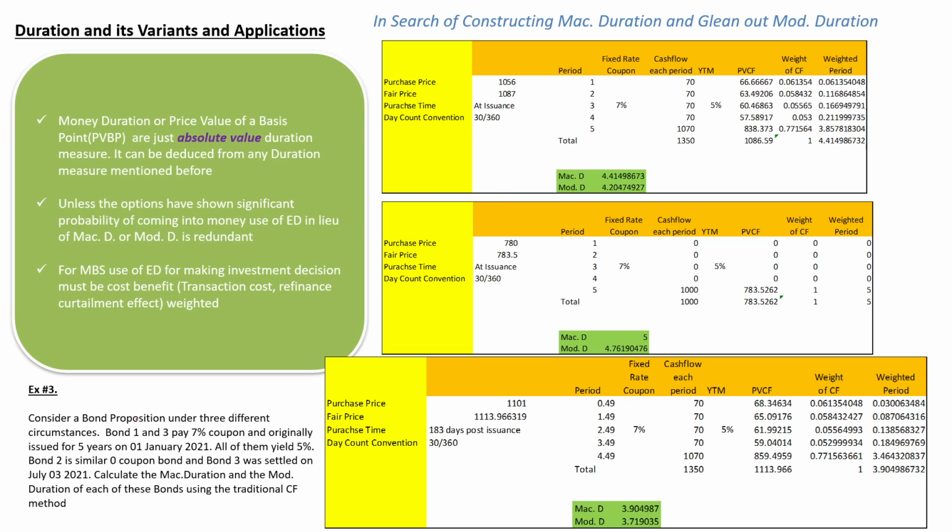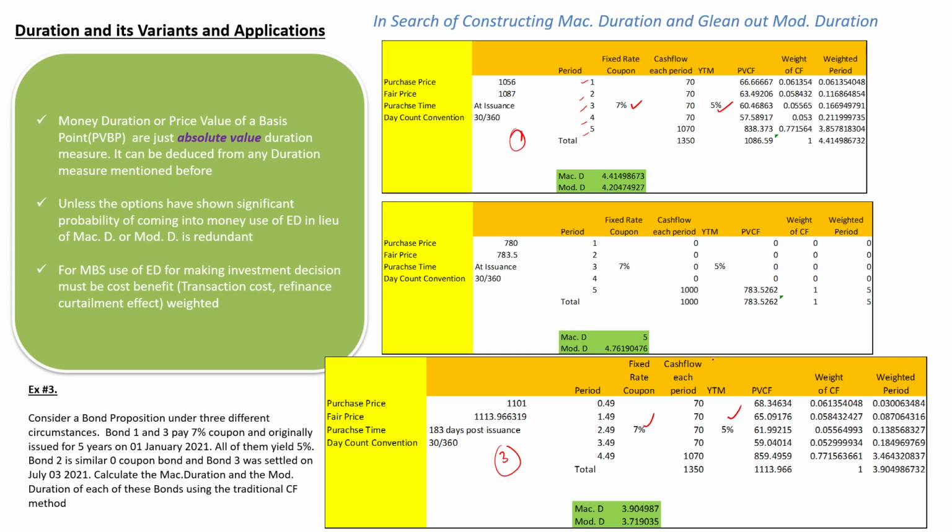So let's take an example here. The example says, consider a bond position under three different circumstances. Bond 1 and bond 3 pay a 7% coupon annually, and were originally issued for 5 years on January 1, 2021. These are the 5 periods the bonds have been issued for. January 1, 2021 was the first date that it was issued, and all of them yield 5%. So the market interest rate is 5% here, and 5% here as well.